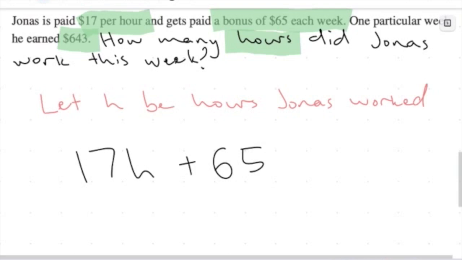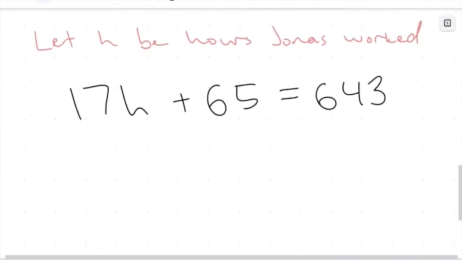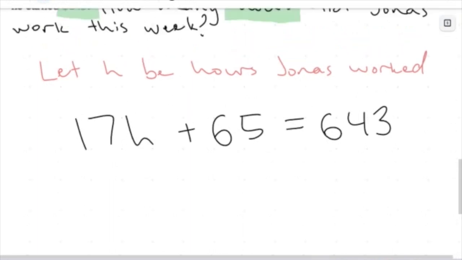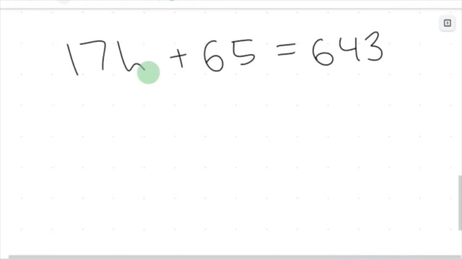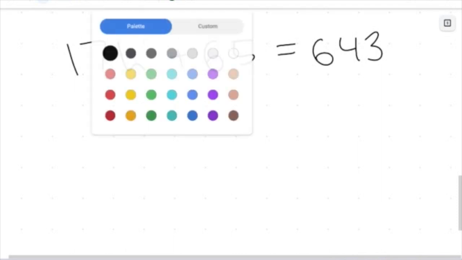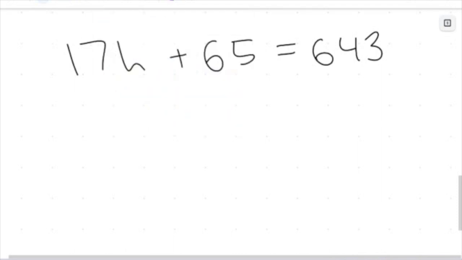And that particular week, he earned $643. So I have substituted, I've put in my 643 to equal this thing here on the left-hand side. Because of that, now I can solve to find my hours worked, my H. Okay, so now here we can solve the equation systematically again.